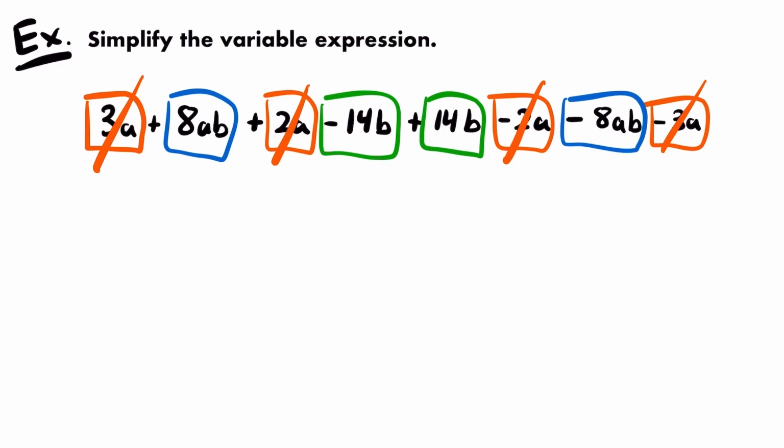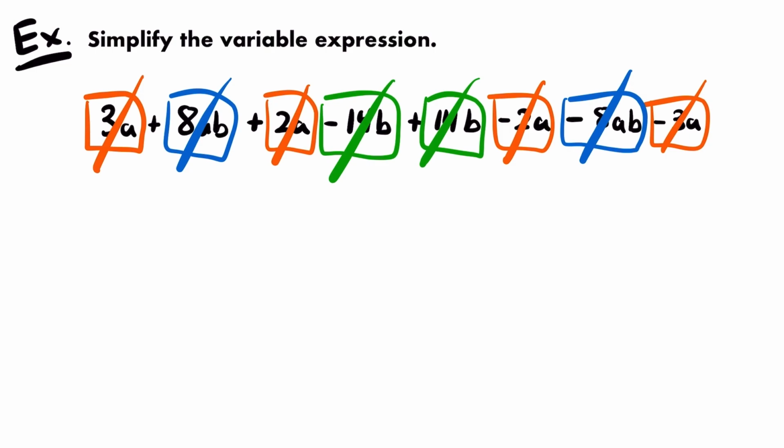And then for our other sets of like terms, we have 8ab and negative 8ab. So that's just the same term but negative over here. So adding their coefficients is also going to result in 0. You have 8 plus negative 8. That's 0. 0 times ab would be 0. So the whole term becomes 0. They just cancel each other out. Then finally, we have negative 14b and positive 14b. Once again, it's just a term and its negative version. Negative 14 plus 14 is 0. So just like with the other like terms, they cancel each other out and become 0.